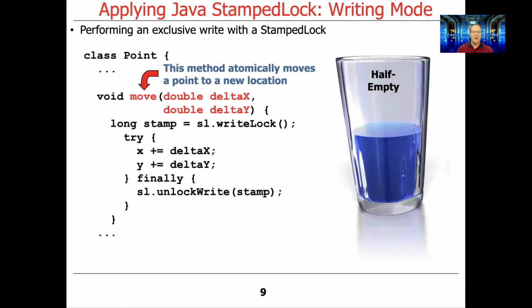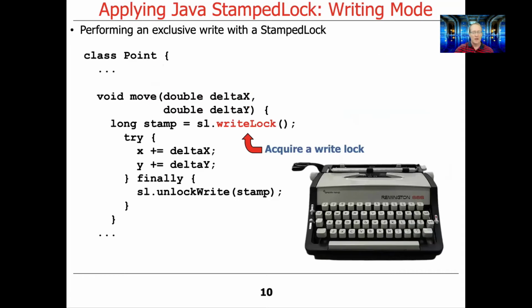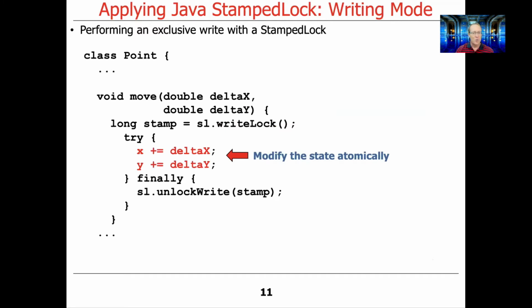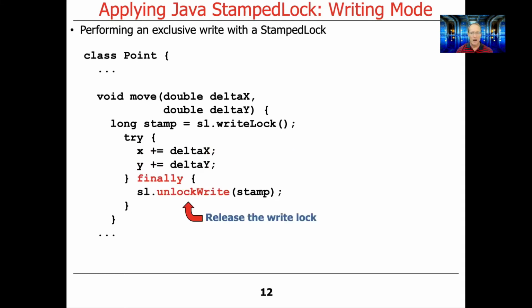So let's first take a look at how you can use StampedLock in so-called writing mode. Let's say that we have a method called move, and the idea of move is to give it a new X and a new Y, and we want to update X and Y by the deltas that are passed in as parameters. So this again is a pessimistic method. Therefore, we first acquire a write lock because we need exclusive access to do this. With that write lock acquired, which could block, but let's say once we've got it, we then modify the state atomically, and then we go ahead and release the write lock. We call unlockWrite because we know we have a write lock, so that's the fastest way to do things.